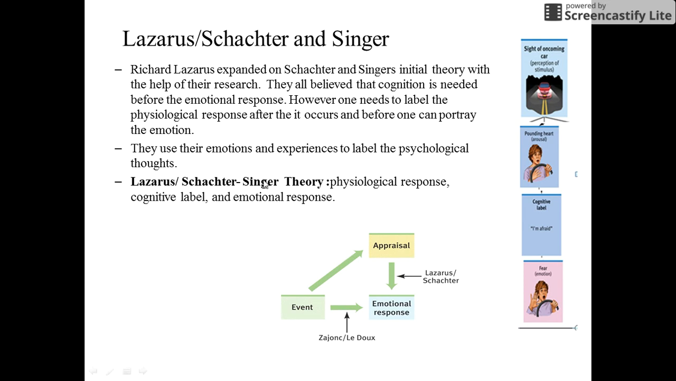So Lazarus and Schachter-Singer believe that the physical response happens, then the cognitive label, then your emotional response. Here we have the event takes place, the appraisal is your label, you're putting it on it, and then the emotional response. I don't like this diagram as much as I like this one. Your heart is pounding, you have your physical response, then you put the cognitive label, then you express fear.